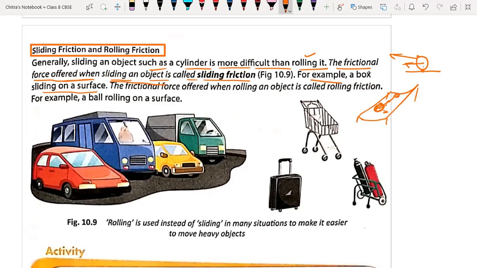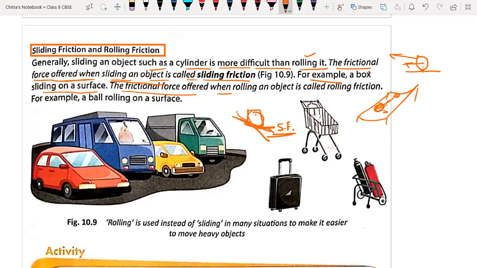For example, a box sliding on a surface. Suppose we have one box, and it is sliding on that surface. The friction working between them when this object is sliding on the surface is called sliding friction. Now we are going to discuss rolling friction.